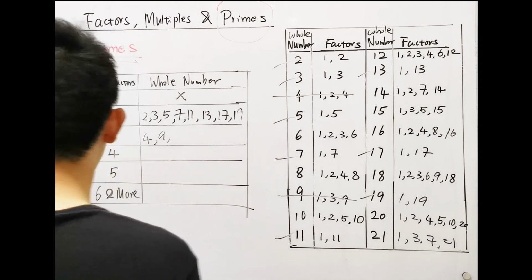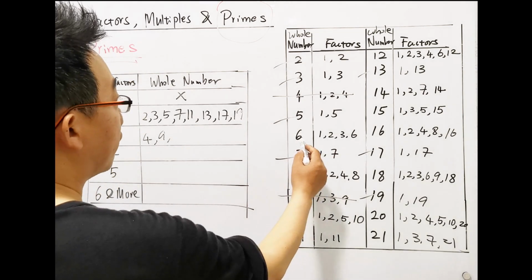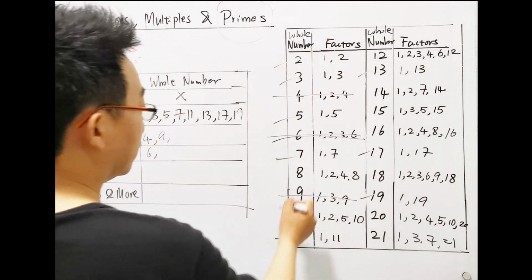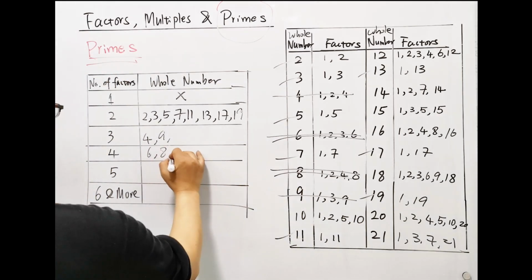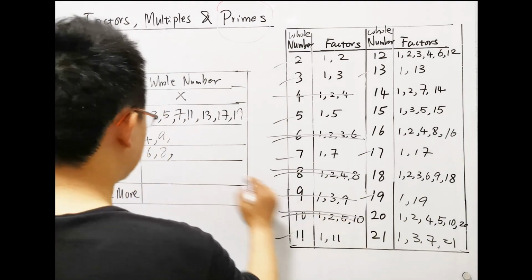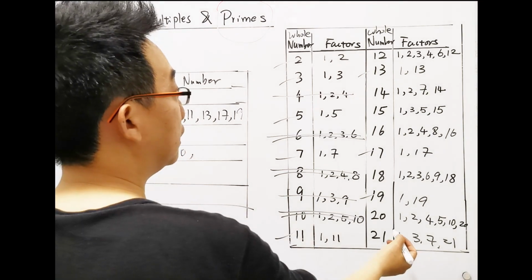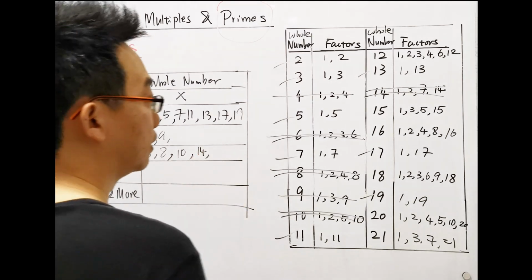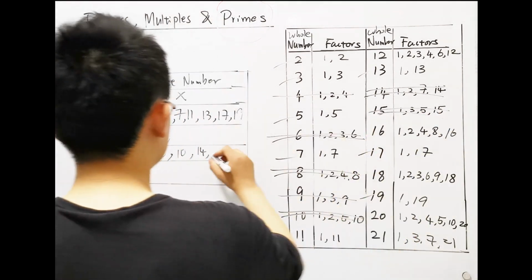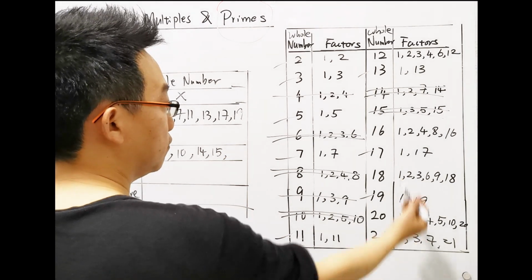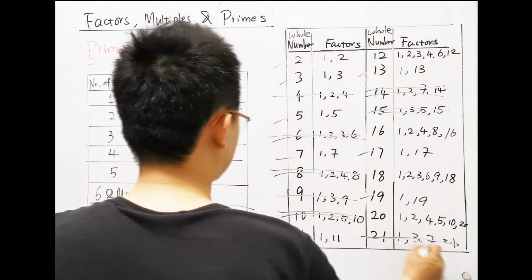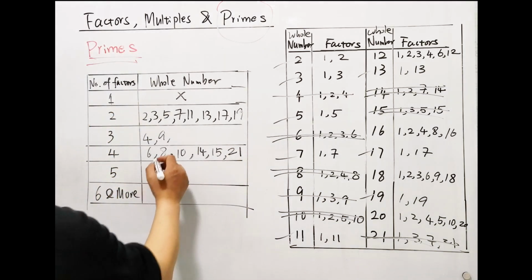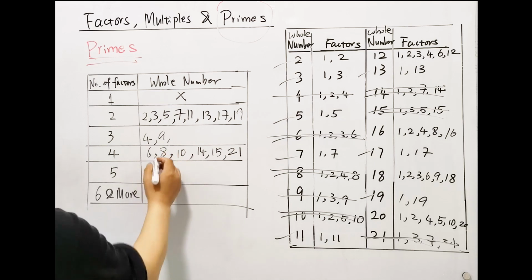Okay, 4 and 9. How about 4 factors? Here we have 6, right? Okay, 8, yes. Okay, 10, yes. 14, yes. Okay, 15, yes. 21, yes. Okay, so we have all those numbers with 4 factors.